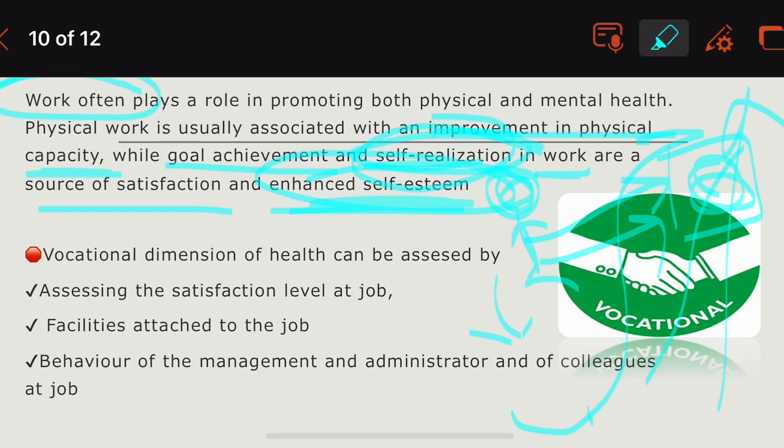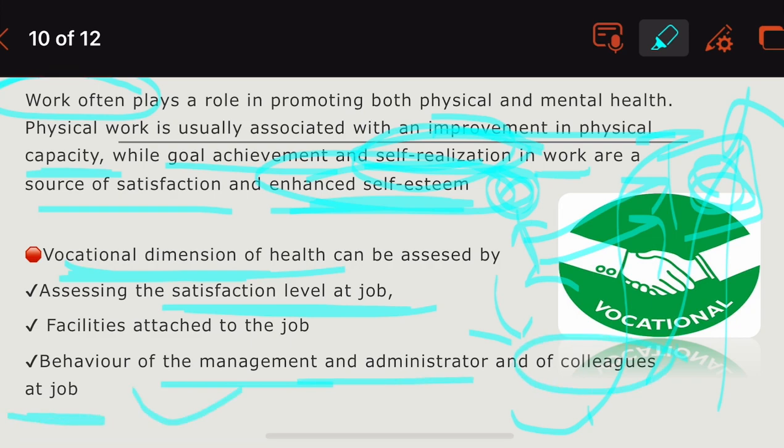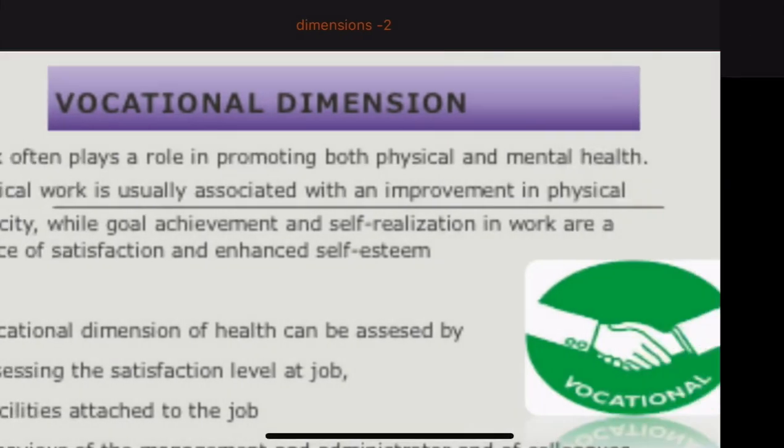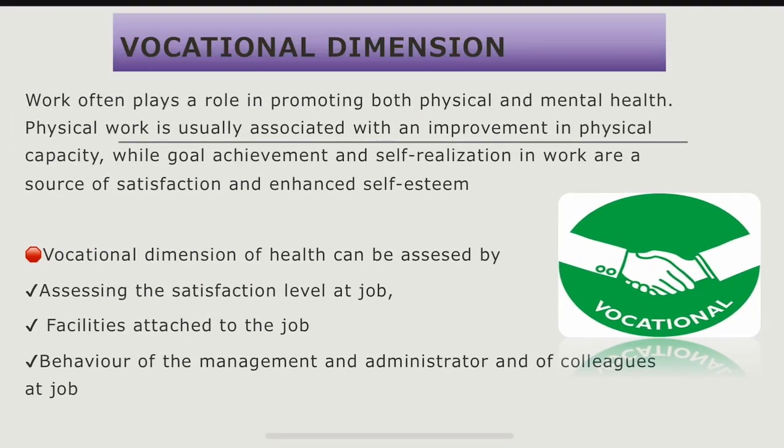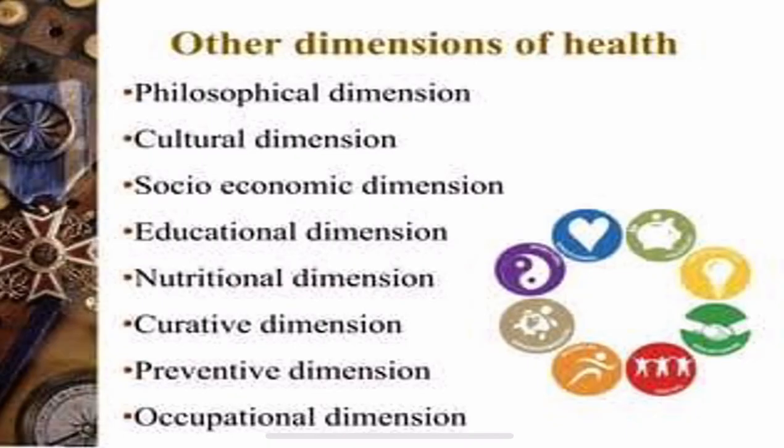The vocational dimension of health can be assessed. You're assessing the vocational dimension by assessing his satisfaction at the level of his job, the facilities which are attached to the job, and the behavior of the management and the administrator and of the colleagues at the job. All such things will determine the vocational health and the vocational dimension of health.